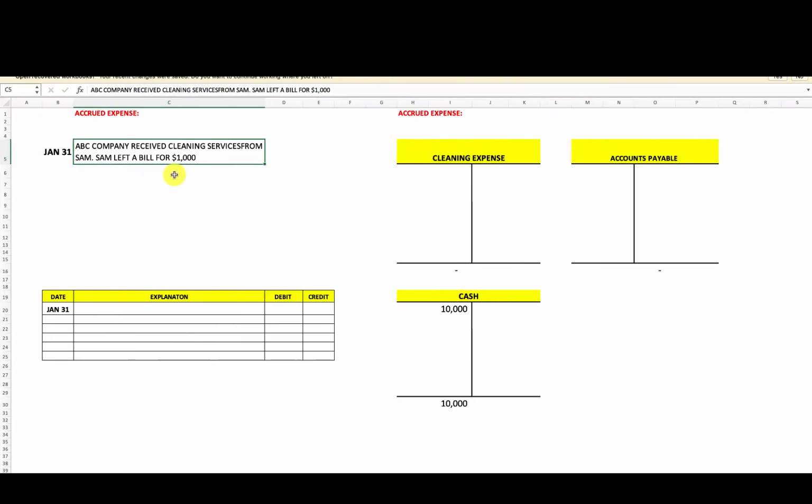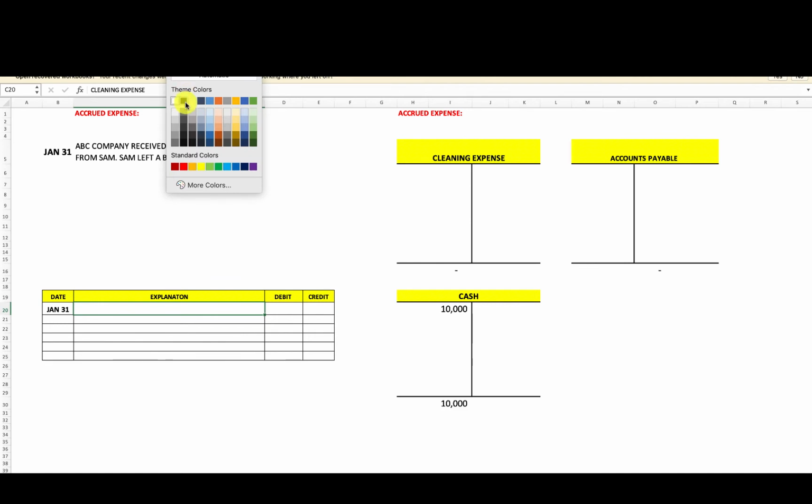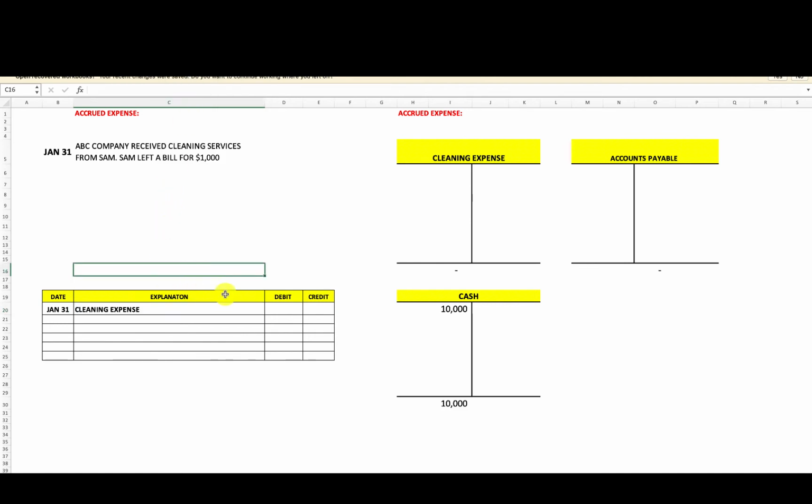So ABC Company received cleaning services from Sam. Sam left a bill for $1,000. You have done this entry many times. So if ABC Company receives cleaning services from Sam, then what is that? If the company receives services, then that's going to be an expense. That'll be cleaning expense, and it's going to be for the amount of $1,000.